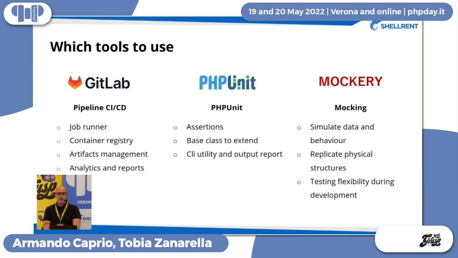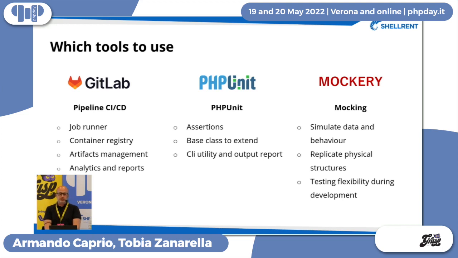We also needed a framework that ran the test routine, but we didn't want to reinvent the wheel, so we chose PhpUnit. We were already familiar with PhpUnit, and it's the most popular testing tool, as we saw in the previous speech. So it was a natural choice. This gave us basic assertions, as you know, a base class to extend the test cases, and last but not least, a CLI utility to run tests locally and on the CI, of course.